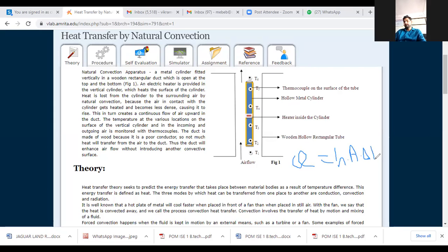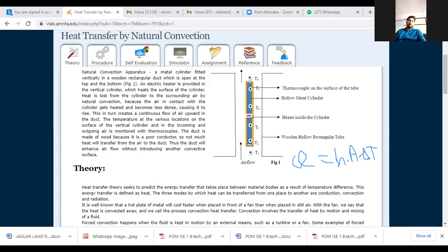Delta T is the temperature difference between the surface and the surrounding fluid, or the fluid which is in motion or flowing over that particular surface. H is called the convective heat transfer coefficient. We know the significance of this H: it is not a property of any substance. It depends on fluid properties.